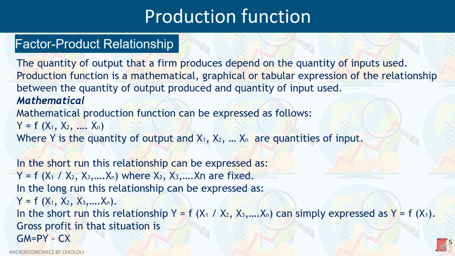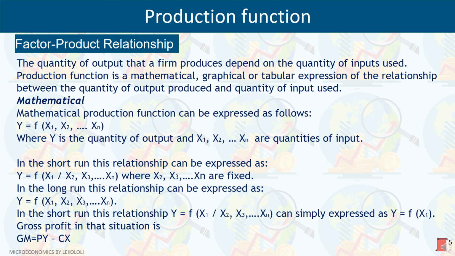businesses operate. The mathematical representation of the production function is as indicated, where y is a function of x1, x2 up to xn, where y represents the quantity of output, and x1, x2 up to xn represent the quantities of various inputs like labor, capital, entrepreneurship, among others. The distinction between the short run and the long run is crucial in understanding production functions.